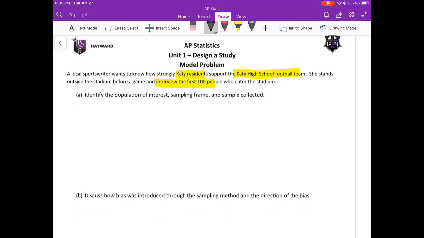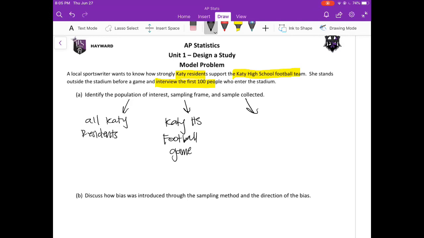Okay, so first, part A asks us to identify the population of interest. So this is all Katy residents. The sampling frame, which is where she takes the survey, is the Katy High School football game. And then the sample that was collected was the first 100 people. So these are the actual people that she surveyed.